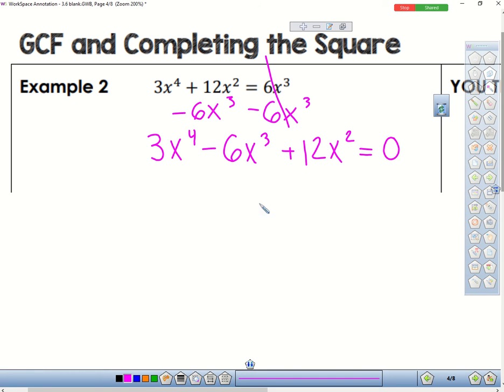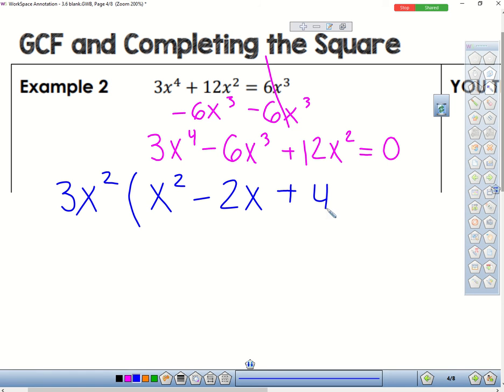Now my goal is to look for a GCF. What do you guys think the GCF is here? 3x squared. Good. So I'm going to factor out, or divide everything by, 3x squared, which is going to leave me with x squared minus 2x plus 4, like that.